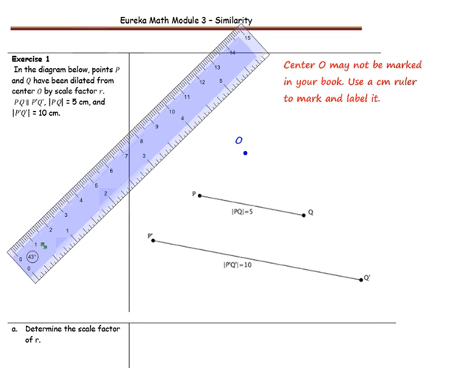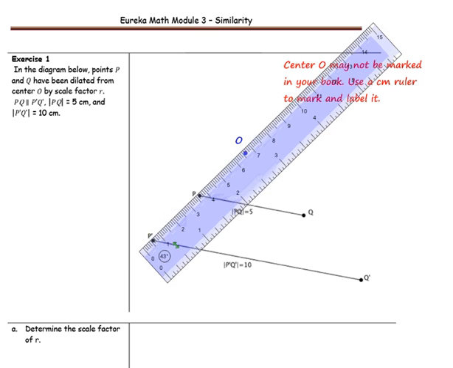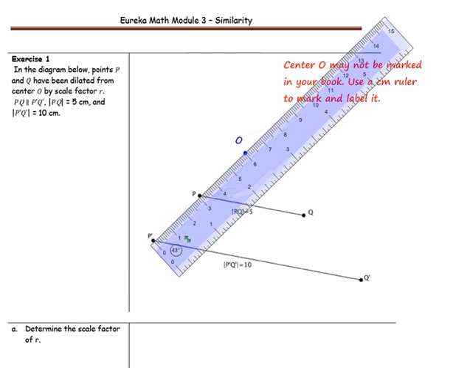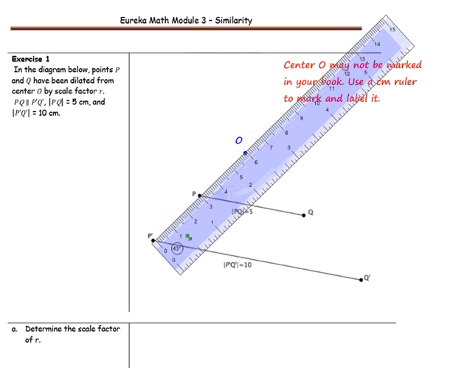Now, in your book, the point O may not be labeled. So would you take a centimeter ruler and mark and label where O is? Take your centimeter ruler and line up the end of the ruler with P prime. Put it through P and then measure to 6 centimeters. And that's where your O point will go.